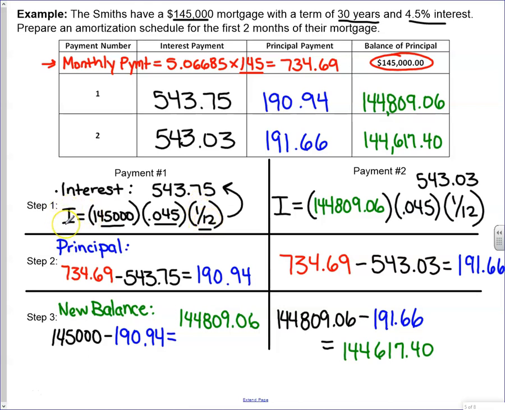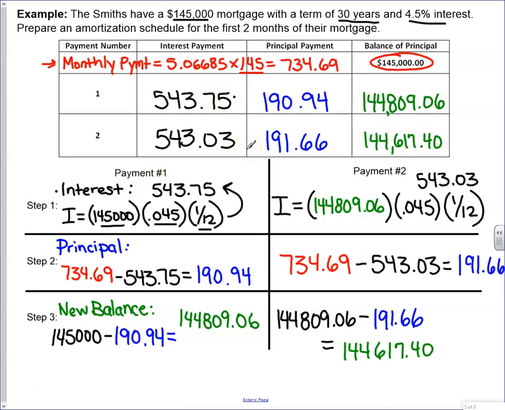So this is using the simple interest formula where I equals PRT. So here's our principal, the rate, and then the time, remember, is always in years. So that's why I have the 1/12, because it's just 1 month, which is 1/12 of a year. And that gives me interest of $543.75. So just in that 1 month, I've accrued $543 of interest. So we have to pay that off first.